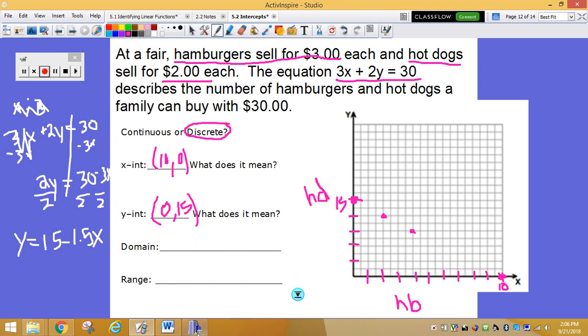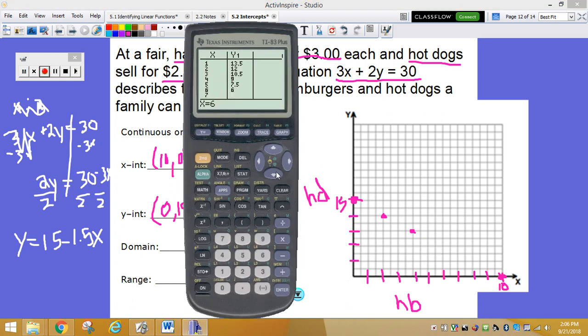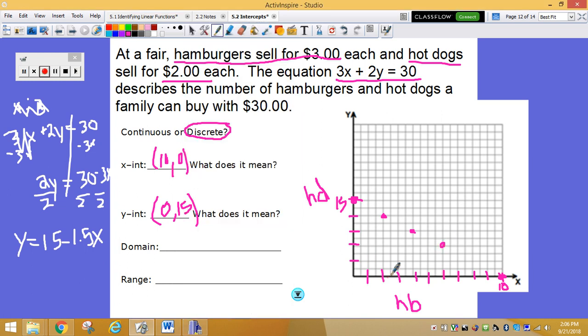6 is going to be here, right? 1, 2, 3, 4, 5, 6, yeah. And then I'm going to have one here at 8, 3, and then at 0, 15, or 10, 0.